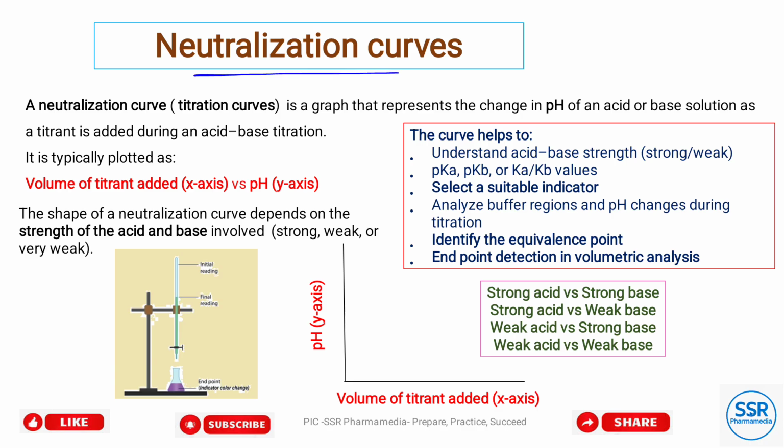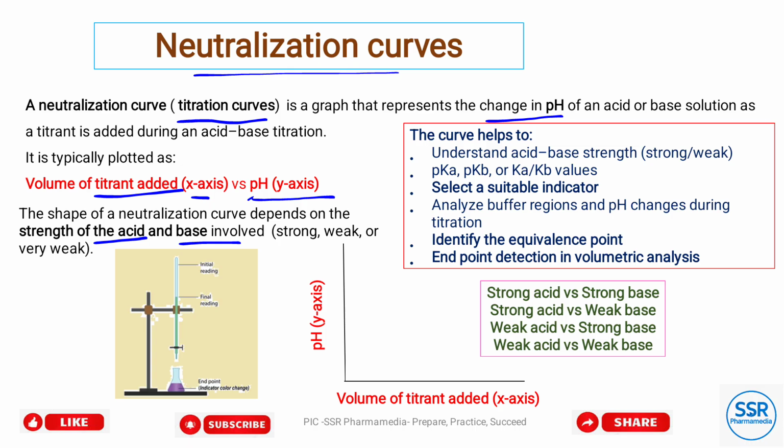So what is a neutralization curve? A neutralization curve is also called a titration curve. It is a graph that represents the change in pH of an acid or base solution as a titrant is added during an acid-base titration. It is typically plotted as volume of titrant added on the x-axis versus pH on the y-axis. The shape of the neutralization curve depends on the strength of the acid and base involved.